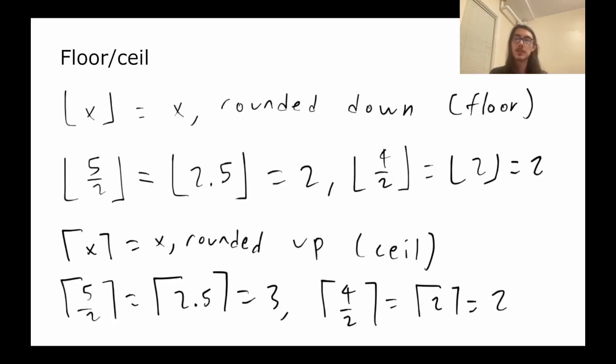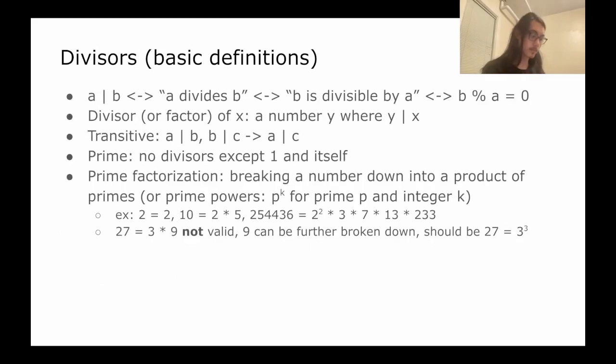Briefly, I'll talk about floor and ceiling, which is really simple. Floor is just the number rounded down, so 2.5 rounded down is 2. If it's an integer already, it doesn't get rounded down, so 2 rounded down is still 2. Ceiling is rounded up, so 2.5 rounds up to 3. These show up a lot in beginner problems, so I think it's good to mention.